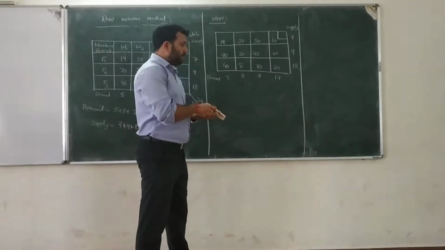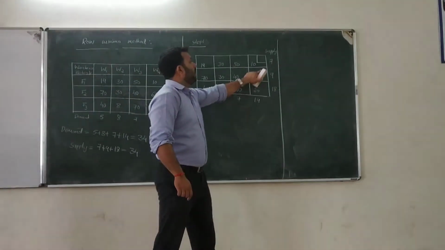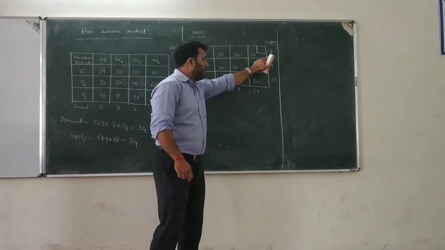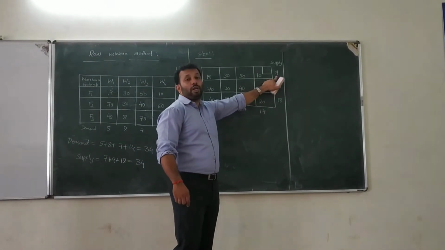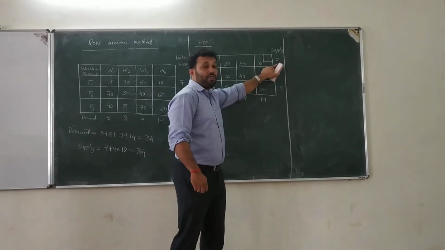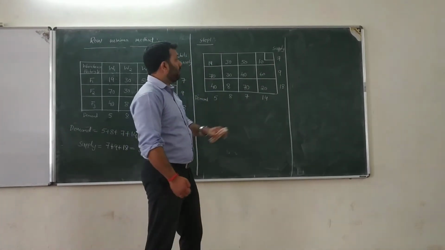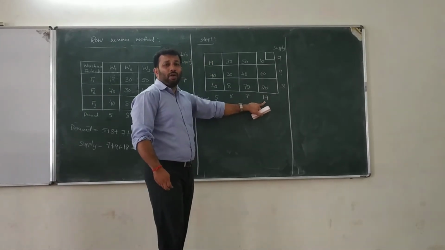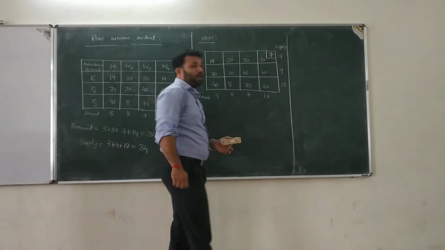So what is the allocation? Here I have a demand of 14 and a supply of 7. I can fulfill the demand of 7 because I have a supply of 7. Out of 7 and 14, whichever is minimum, those units have to be allocated. Here the supply is 7, so I can fulfill 7 out of 14 of the demand. That is why I am allocating 7 to this position.